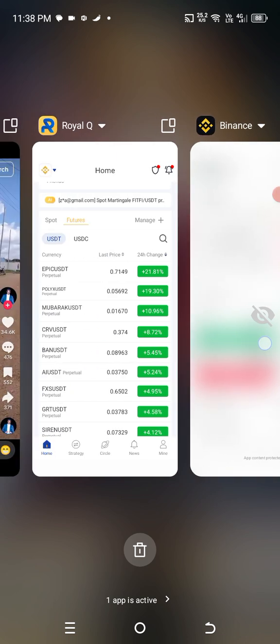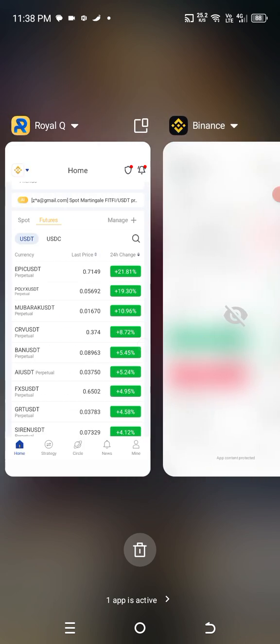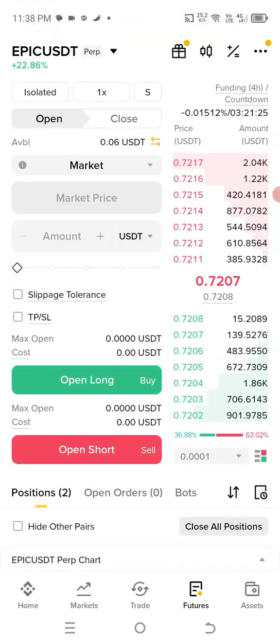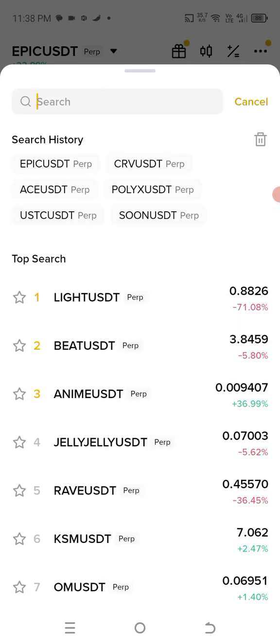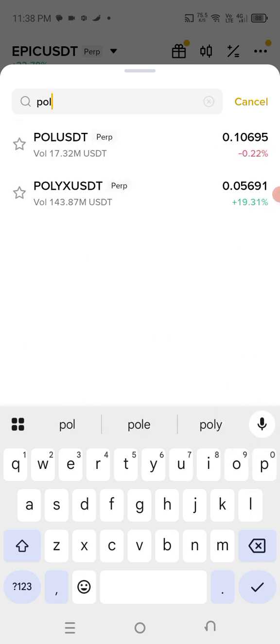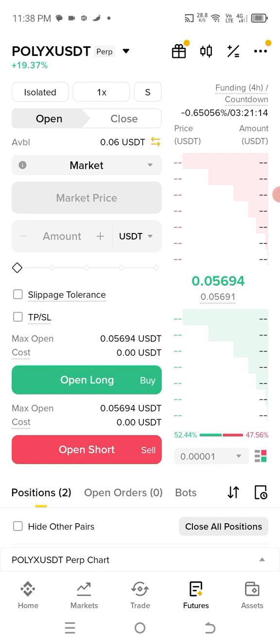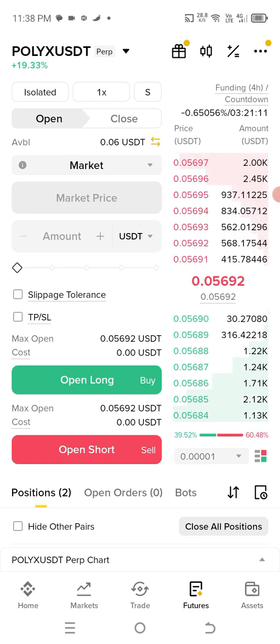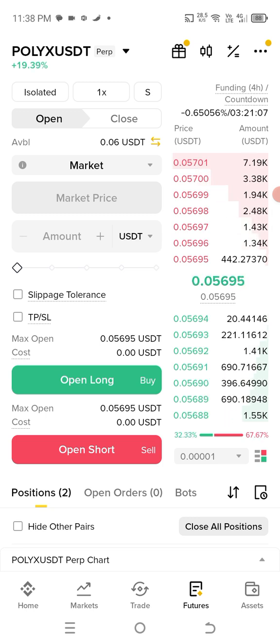Let's say Polix USDT. So Polix. So we look at Polix USDT. So this is a very good example. So as you can see, Polix, the funding time is 4 hours. After every 4 hours, you will be deducted 0.6 if you are shorting this coin.